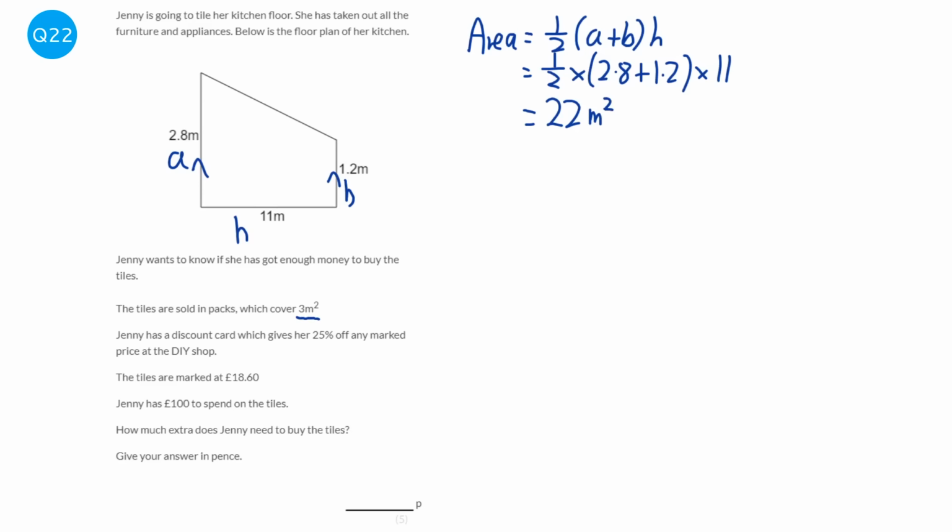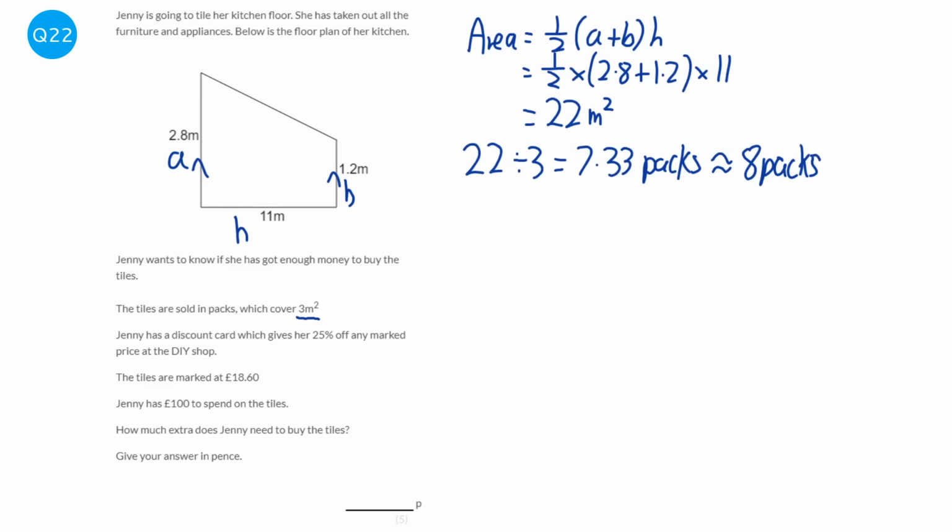So if each pack covers 3 meters squared, we're going to do 22 divided by 3, which will be 7.33 packs that we need. Now obviously you can't get 0.33 of a pack. So we're going to have to get 8 packs and just have some left over. So we'll need 8 packs in total.